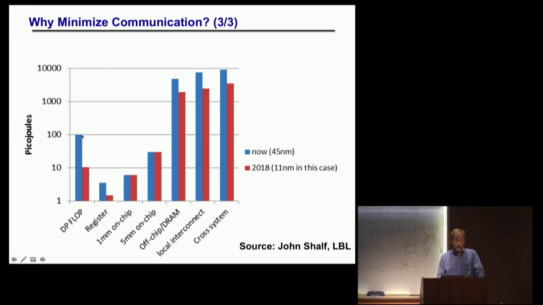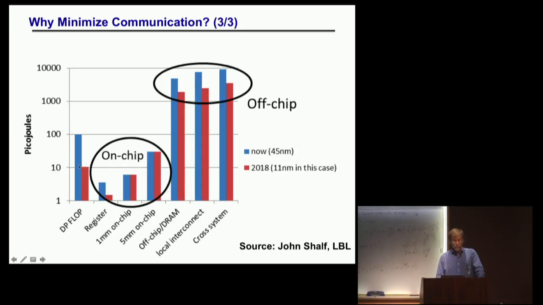And so you can see that the energy to do one double precision floating point operation is an order and a half, 1.5 orders of magnitude less energy than to move the data off the chip. Everything is getting better. 2018 is better than this old technology, but flops are getting better much faster. So now the difference between that bar and that bar is like 2.5 orders of magnitude more energy to move data off your chip than to do a flop.